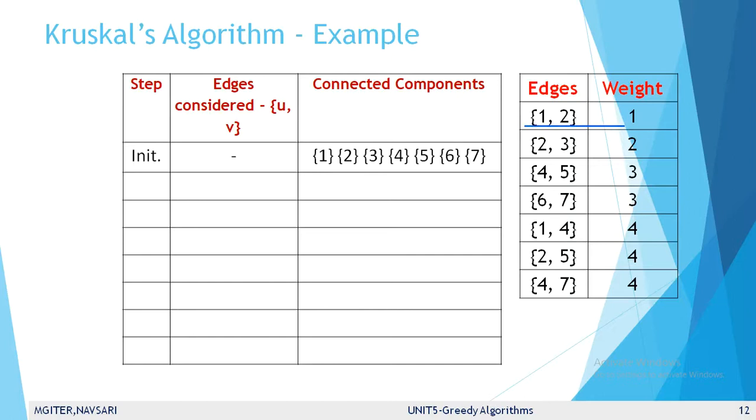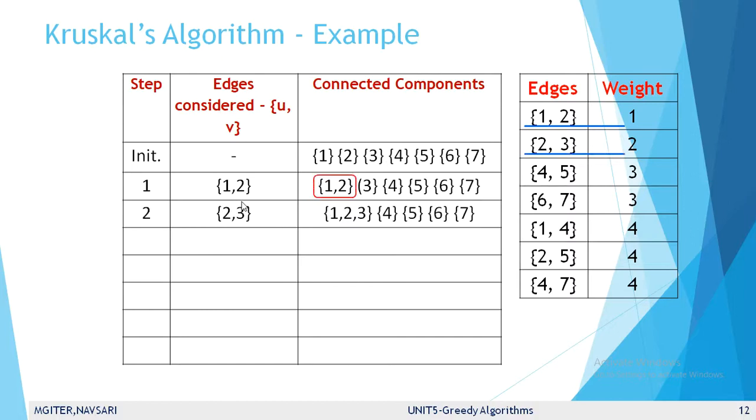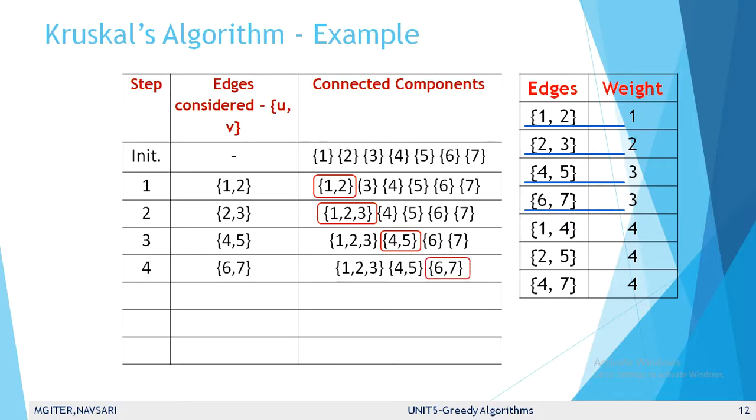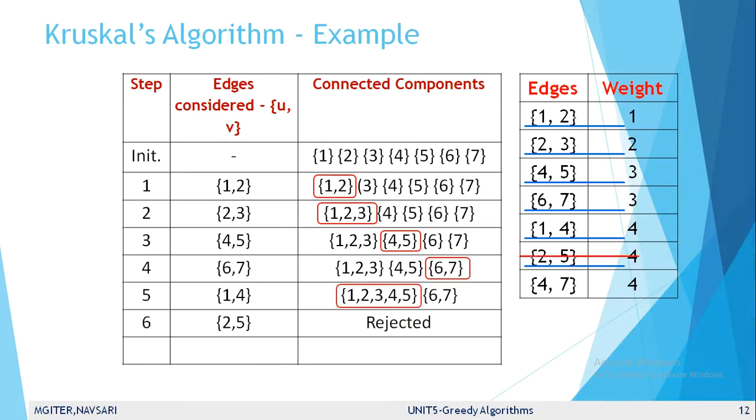Now here we see which edges are considered and which components are connected. First of all we select 1 to 2, then 2 to 3, 4 to 5, 6 to 7, 1 to 4, and 2 to 5 is rejected because it forms a cycle, and then 4 to 7. So the connected component has vertices 1, 2, 3, 4, 5, 6 and 7.